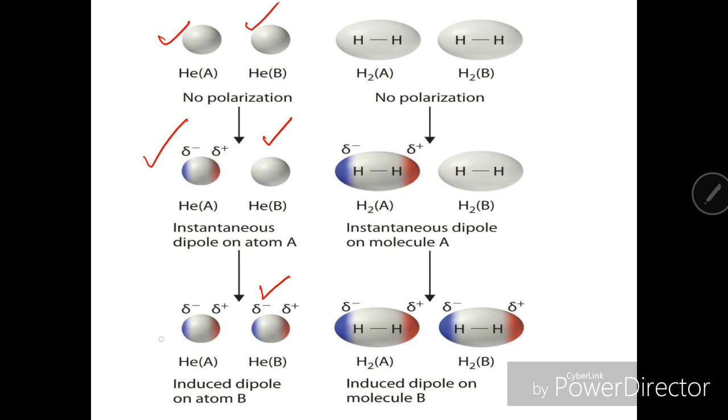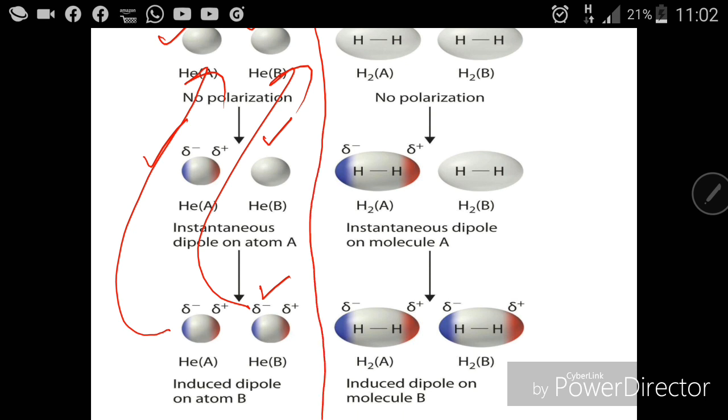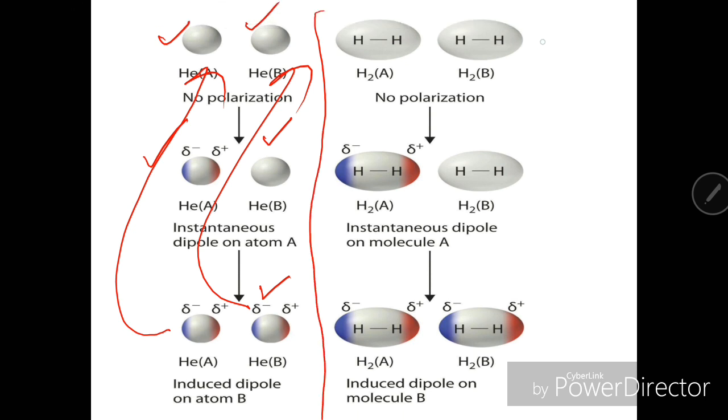After some time both of these atoms will change into their original form, so this effect will be lost. But a sample of helium gas always contains a few pairs of instantaneous dipole and induced instantaneous dipole, and that's why there will always be some weak attractive forces present between the atoms of helium, and such forces are called dispersion forces. Not only in atoms, they are found in molecules also.